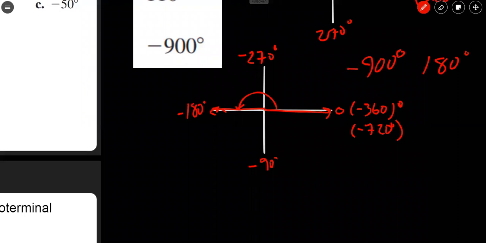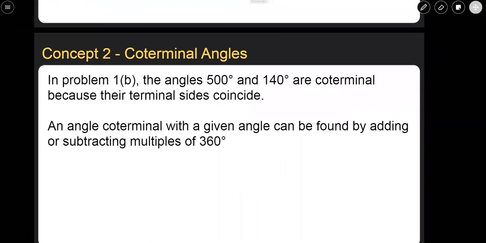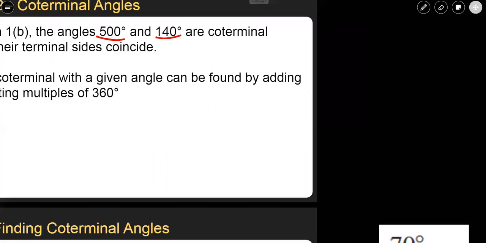Negative 900 degrees, actually, let's do this backwards. Negative 900 degrees is this. And positive 180 degrees is this. They end up with the same terminal side, and that's what a coterminal angle is. Coterminal angles have the same terminal side, even though you may be going around the circle a couple different times. For instance, 500 and 140 are coterminal angles.